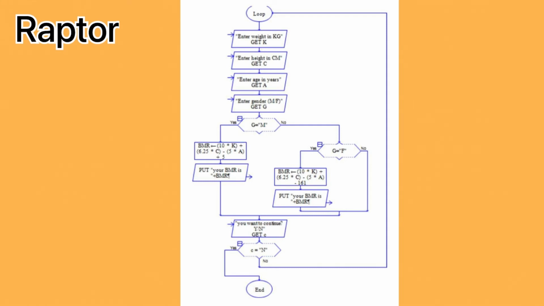"Do you want to continue?" and the user will enter the answer y or n. So if the user enters n, which means no for the output that has been displayed, "Do you want to continue", then it will go for another loop. If the user chooses y, enters y, then it will go to the end. So that's all for the flowchart.